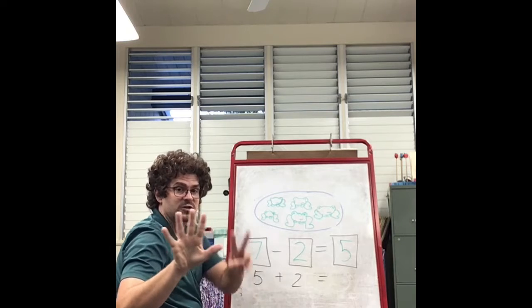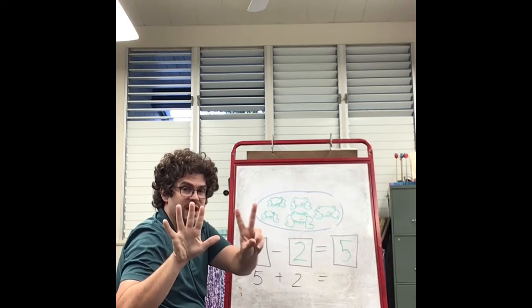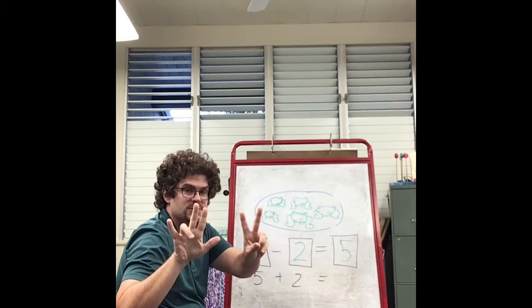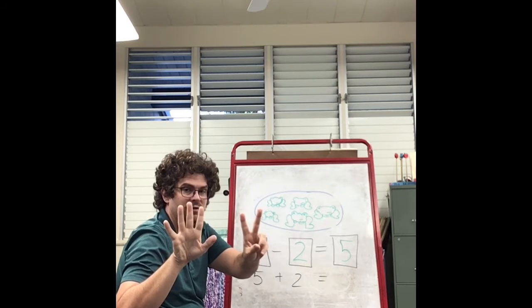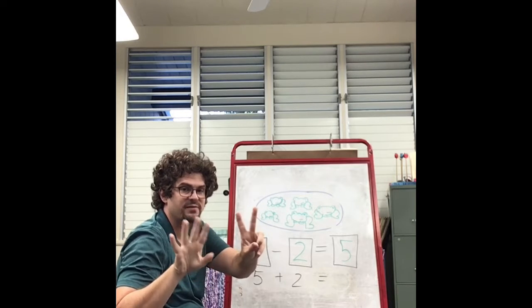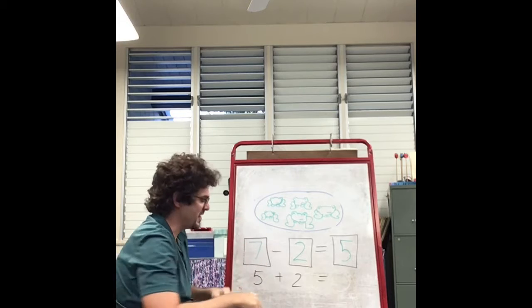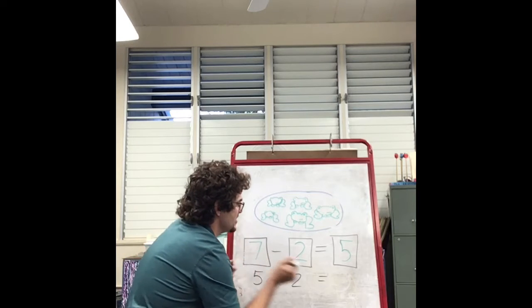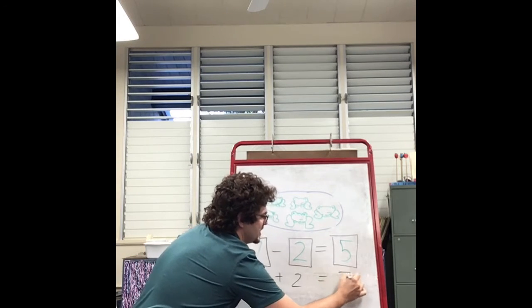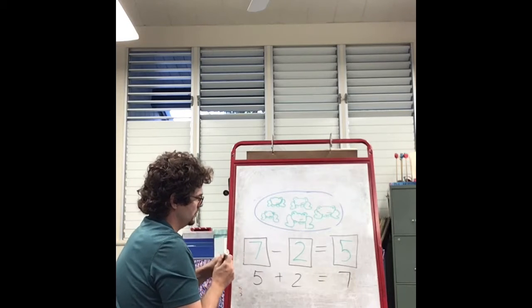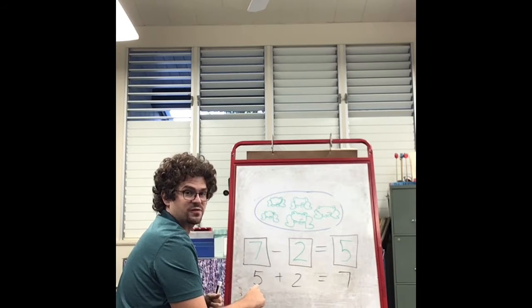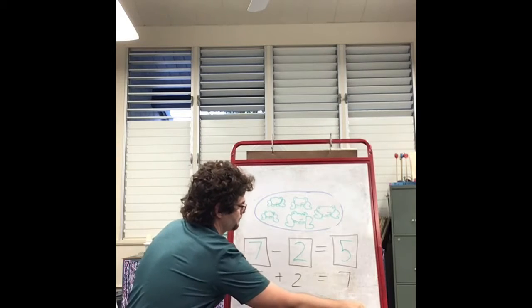if I have 5 fingers and I have 2 fingers and I add those together, those are going to equal 1, 2, 3, 4, 5, 6, 7. So I know that 5 plus 2 equals 7. So I know that 7 minus 2 is going to equal 5. That is a turnaround fact for you. Use the same numbers, but this is an addition version. This is the subtraction version.